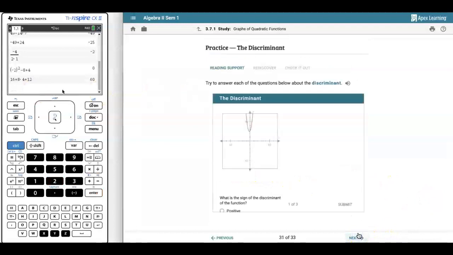Moving forward, again, being able to answer questions about the discriminant, right? That is one whole quiz that you've got about understanding what the discriminant means and what that means graphically from your equation. So if we look at this graph here, it never crosses the x-axis. So that means that I have no real solutions. If I have no real solutions, that means that the sign of my discriminant is negative. It's negative underneath that square root.